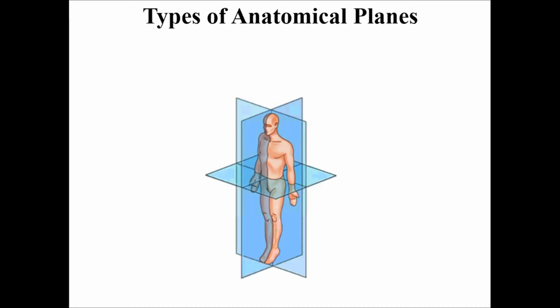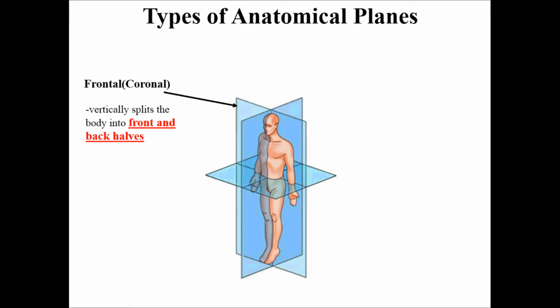Now let's quickly run through the types of anatomical plane. The picture you have here with all the imaginary lines indicates each of the types of planes that we're going to be considering. Now, the first one is the frontal or coronal plane. This divides the body into front and back halves.